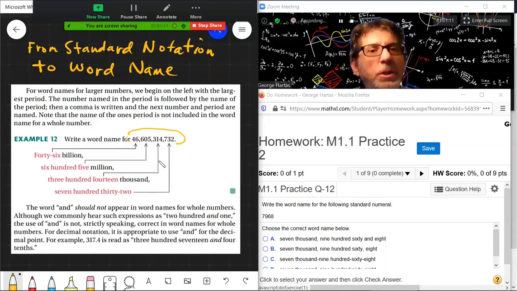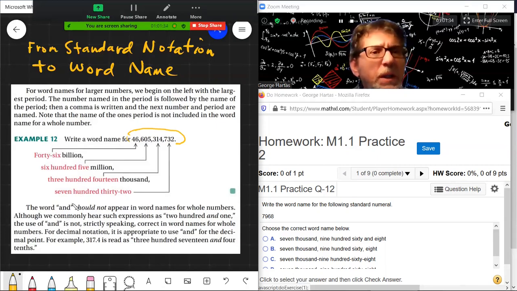All right, so that's going to be the strategy we're going to use when we convert from number, standard notation, to a word name. You're going to start from the leftmost period, and then you're going to name the actual number followed by the period. Number followed by the period. Number, period. Okay, and so on.